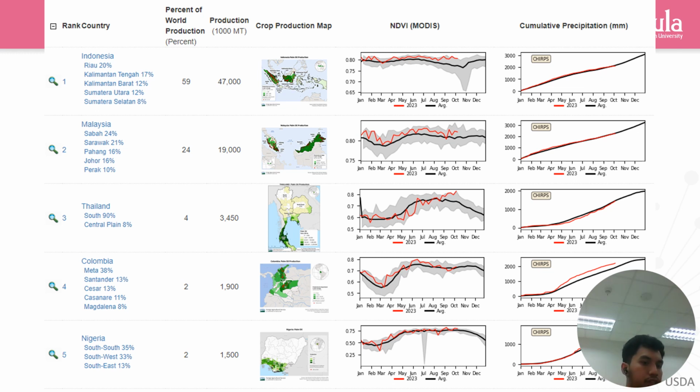Now, Indonesia and Malaysia cover more than 80% of the world's palm oil production, with Thailand third at 4%. You can see here the cumulative precipitation of Indonesia and Malaysia reaches 3,000 millimeters. The other three nations in the top 5 do not reach 3,000 millimeters, especially Nigeria, which has less than 2,000 millimeters. So there's a connection here between precipitation and production.